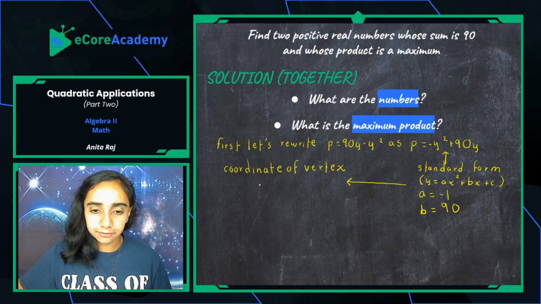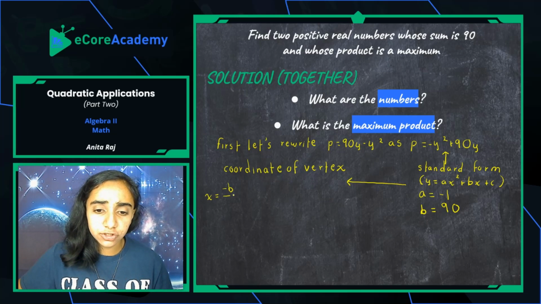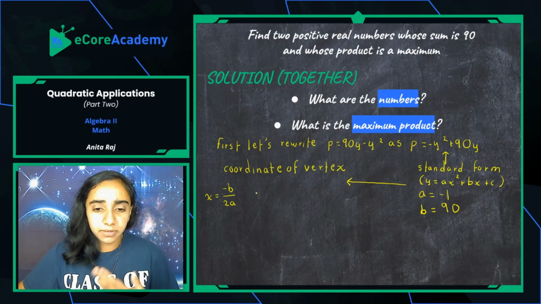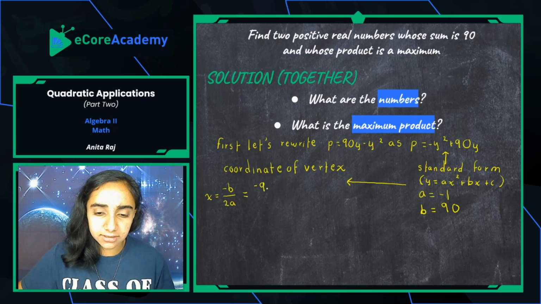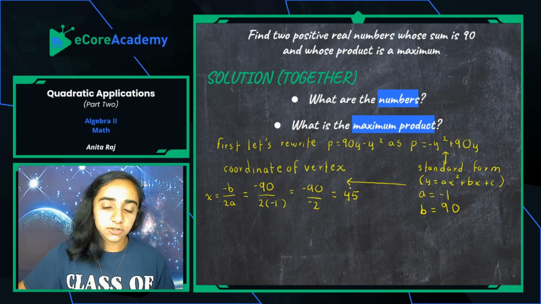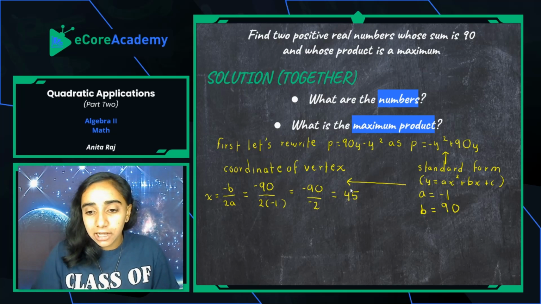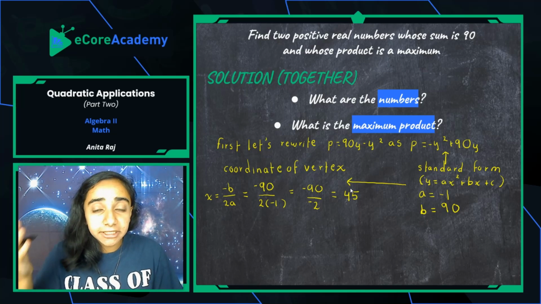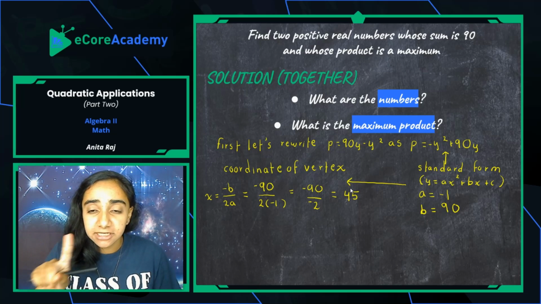So let's find the x-coordinate. x is equal to negative b over 2a. And as you can see, we know what the b and the a value are. So we can say negative 90, because b is equal to 90, over 2 times -1. Then negative 90 over 2 times -1, which is -2. And lastly, negative 90 divided by -2 is positive 45. So that's how you work it out. Now we know our x-coordinate is 45. Our x-coordinate is our first number. Therefore, our first number is equal to 45.